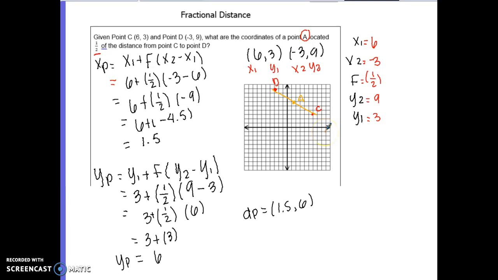All right, let's do number 2 with our partners, and the rest of that sheet, front and back, will be due tomorrow for homework.